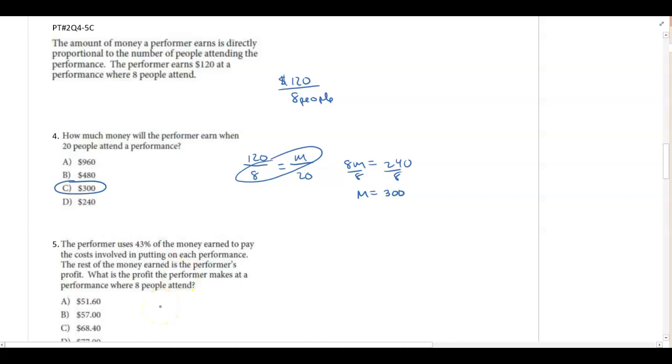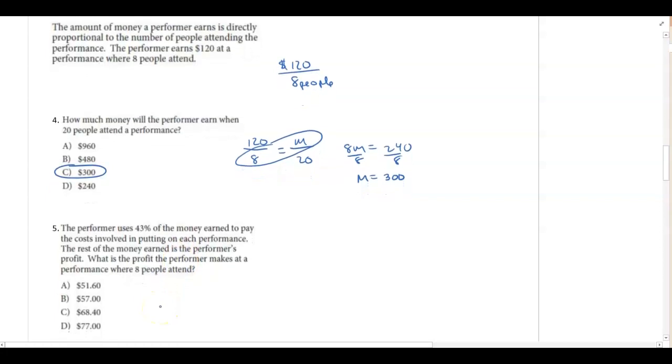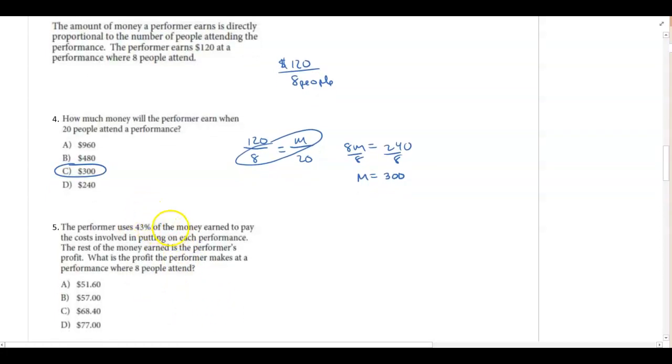So now the second part of this question says the performer uses 43% of the money earned to pay the costs involved in putting on the performance. The rest of the money earned is the performer's profit. What is the profit the performer makes at a performance where 8 people attended? So when you have 8 people, you have to remember, and that's the tricky part, you make $120.